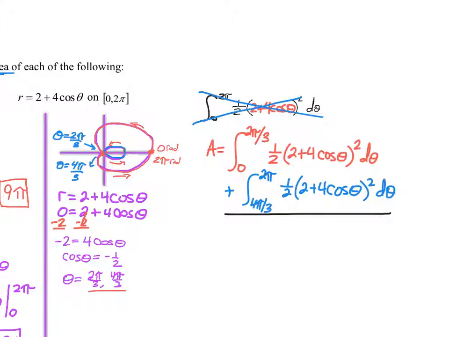Limacons. So this only applies with limacons, you don't have to worry about an inner loop for anything else. Could you alternatively do the whole formula and then subtract out the other loop? Absolutely. If you did 0 to 2 pi of the same function, and then subtracted off 2 pi over 3 to 4 pi over 3, same thing.